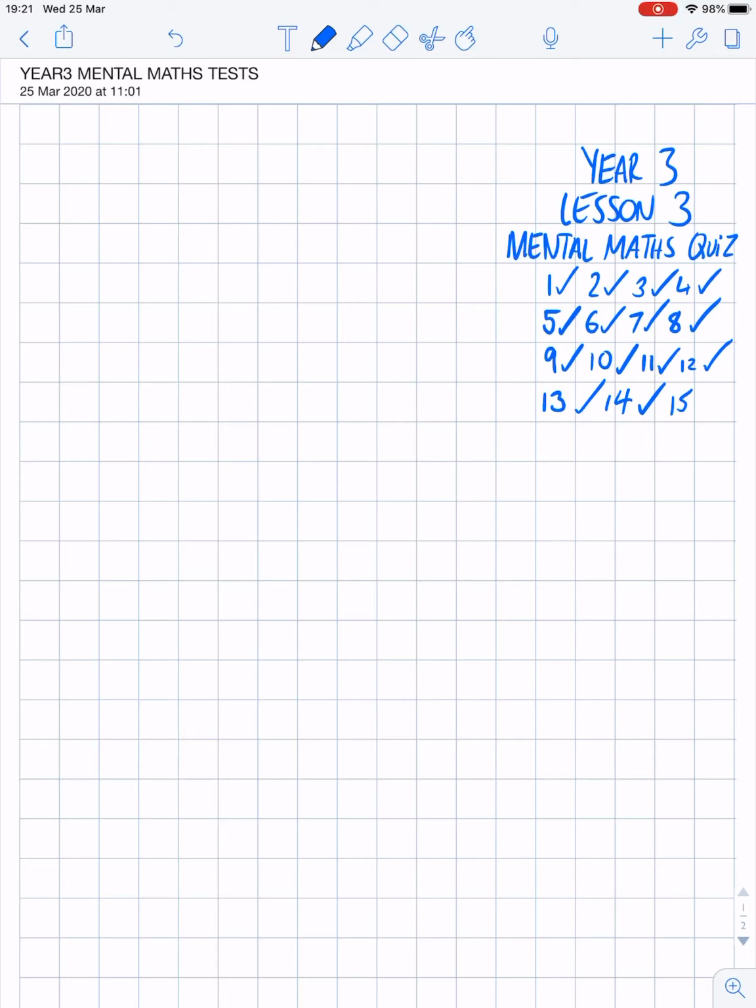And the last question, question 15. You go to the shop and spend 42p on sweets. How much change do you get from £1? You go to the shops and spend 42p on sweets. How much change do you get from £1? So I'll give you 20 seconds and we're going to go through the answers.